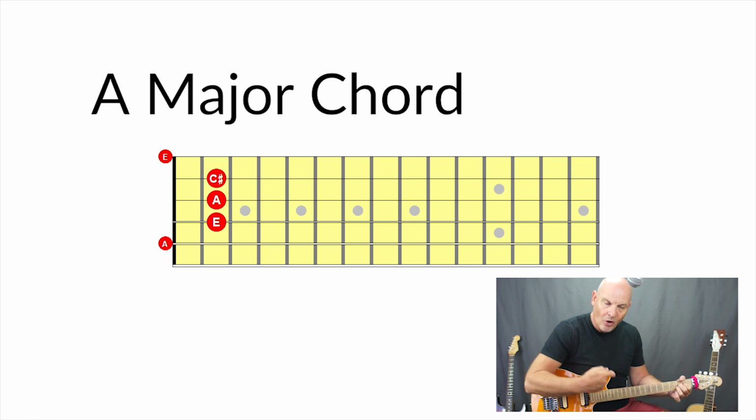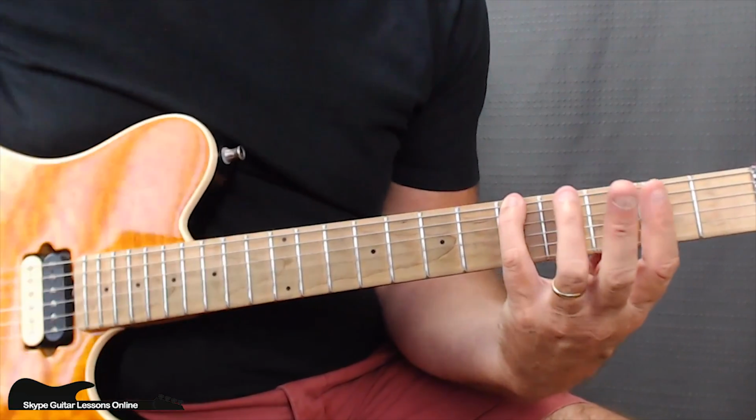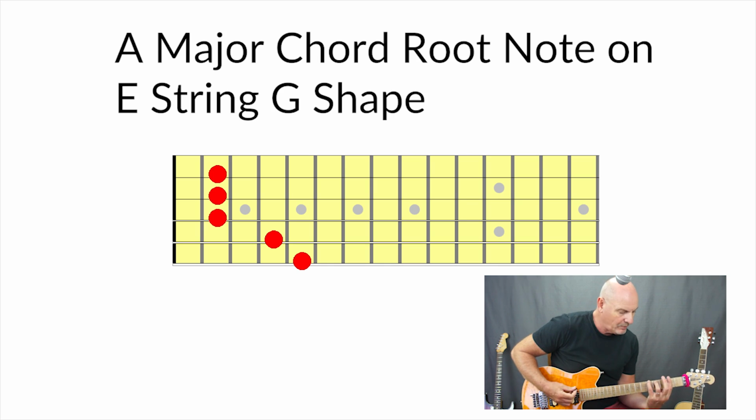Now the pattern always continues the same, the shapes are always the same, so the sequence is always going to be C, A, G, E, D. So if you start on the A, it's going to go to the G next. So we know that the A is here on 5th fret, so we play the G shape with the little finger on the A note.